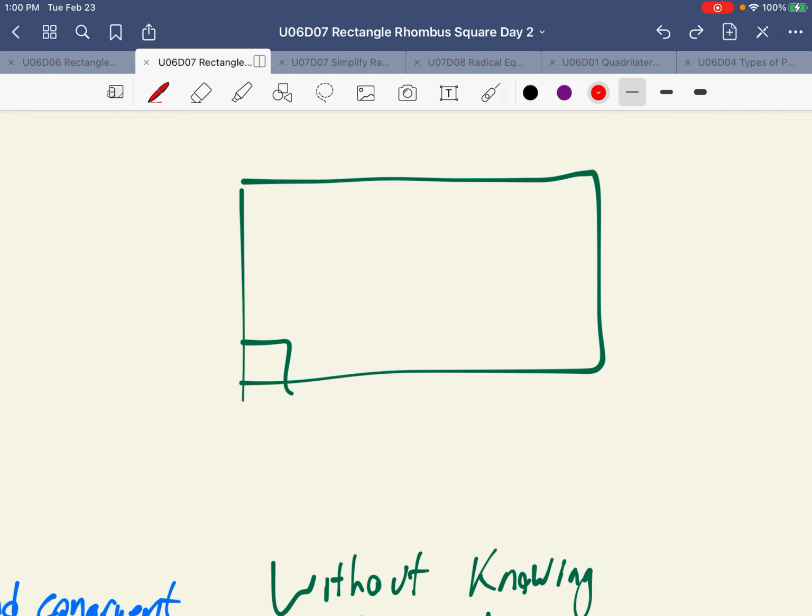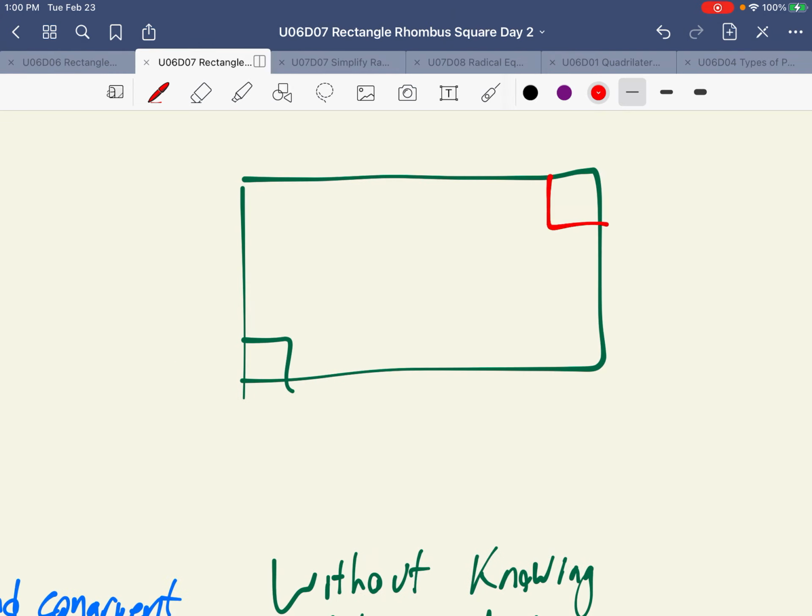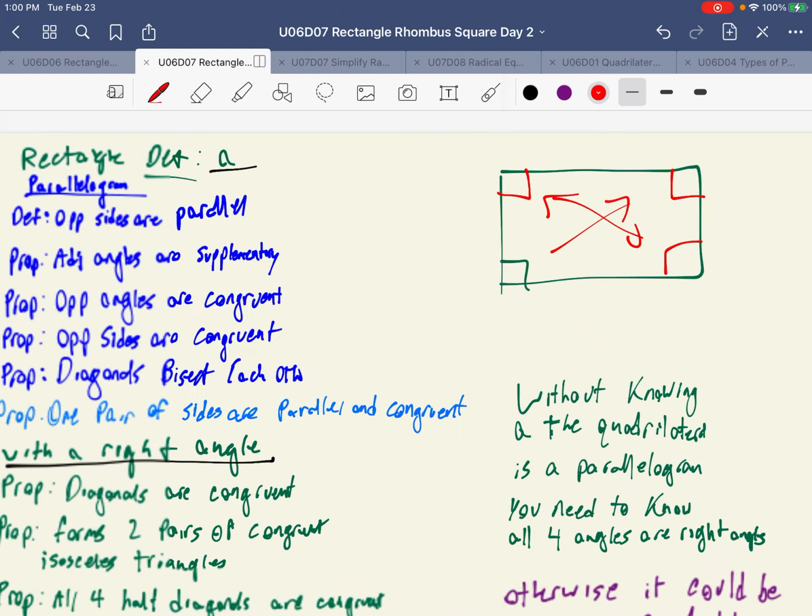So what 4 right angles does is it shows that the opposite angles are congruent. So that makes these congruent, and these congruent, which is a property of a parallelogram. So 4 right angles is enough information because it has the property of a parallelogram and a rectangle.